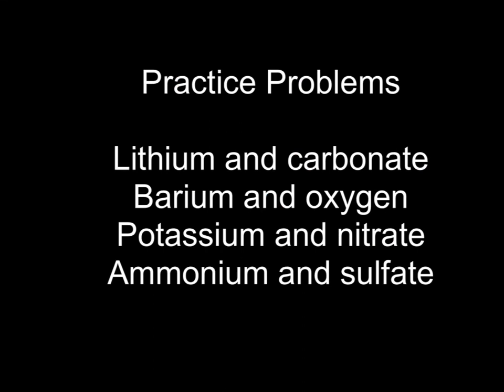At the end of the notes that you've written, please include the following 4 practice problems. Write the ion symbol with the charge for each element or polyatomic ion that is listed, and then show how you crisscross the charge to become the subscript. Write your final answer as the formula for the combination of the two ions. Please combine lithium and carbonate, barium and oxygen, potassium and nitrate, and ammonium and sulfate.